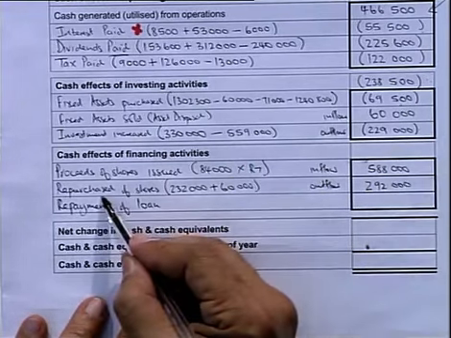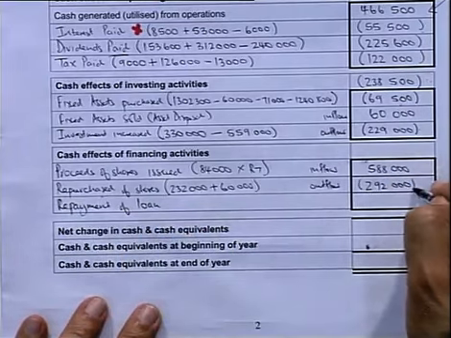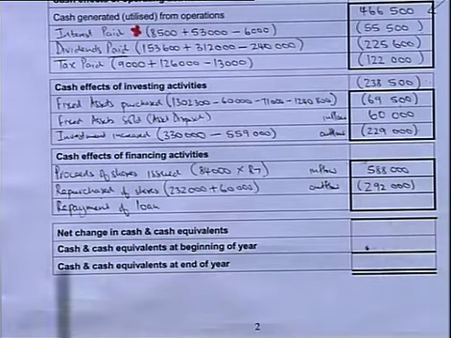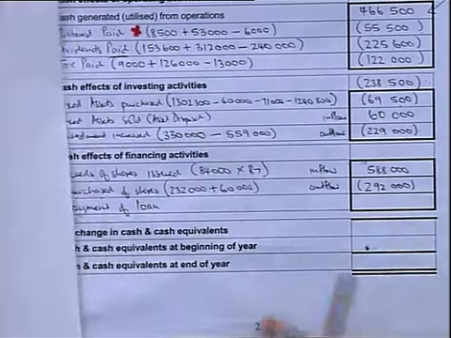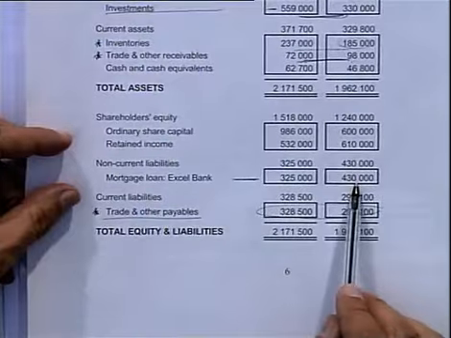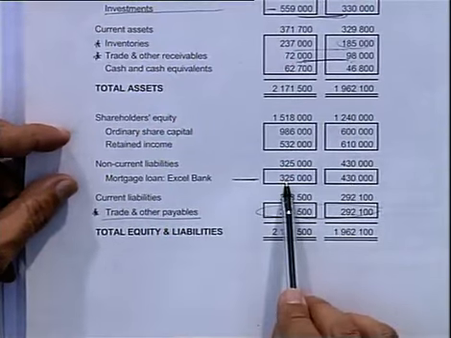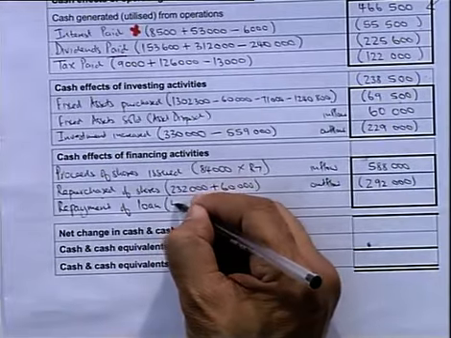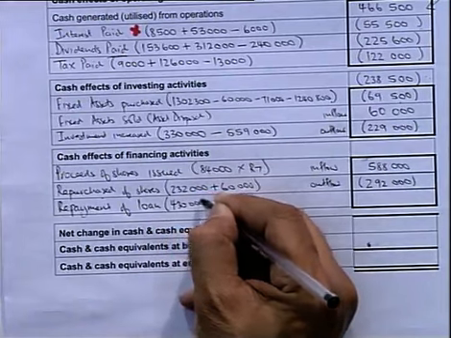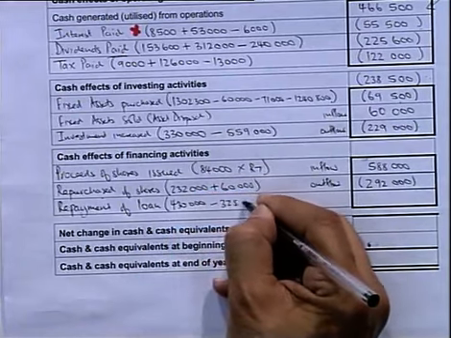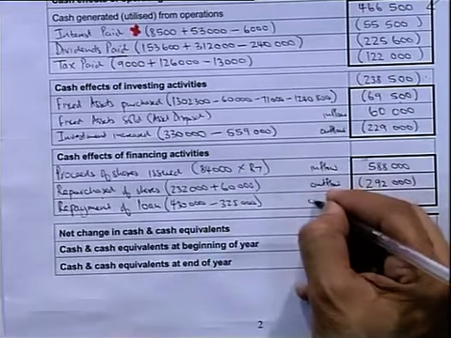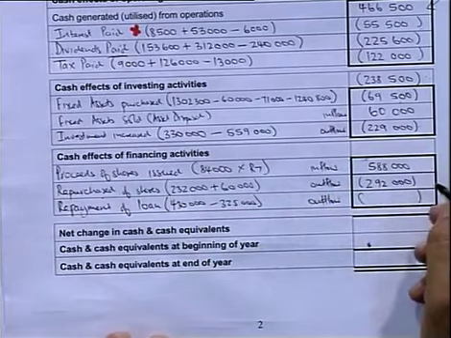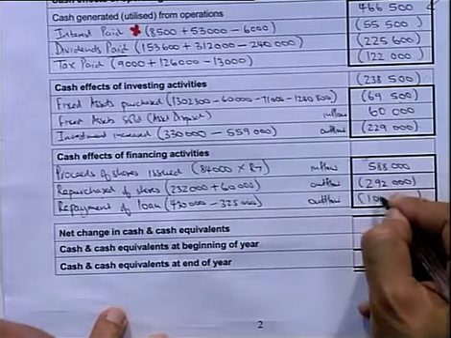We are repurchasing the shares. It will be seen as an outflow, so it will have to go in brackets. Then the last line, for the repayment of the loan, we just have to get the difference. The loan movement was from 430,000 to 325,000. So that will be my bracket over there. It's 430,000 minus 325,000. It's a repayment, so it's seen as an outflow. It will go in brackets, and the repayment of the loan is only 105,000.